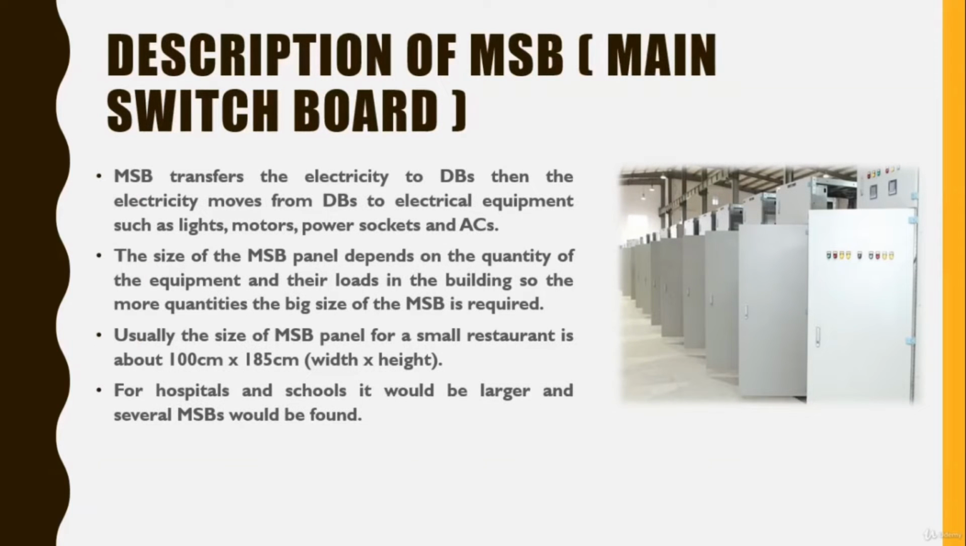The MSB, or the main switchboard, usually looks like this. It's a big panel. However, the size of the MSB panel depends on the quantity of the equipment and their loads. So we can say the more equipment, the bigger the MSB required. In general, the size of the MSB panel for a small restaurant is about 100 by 185 centimeters.